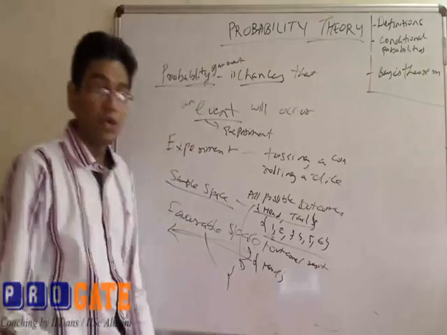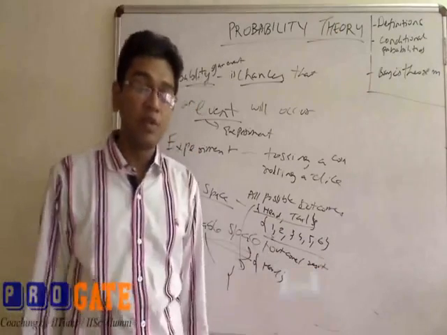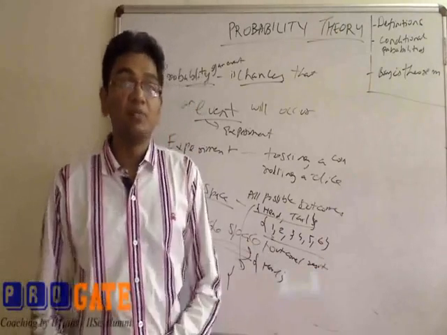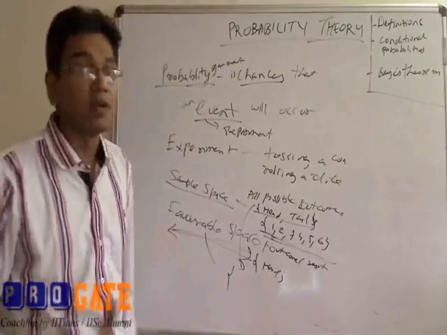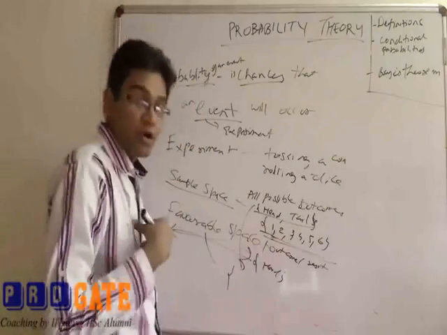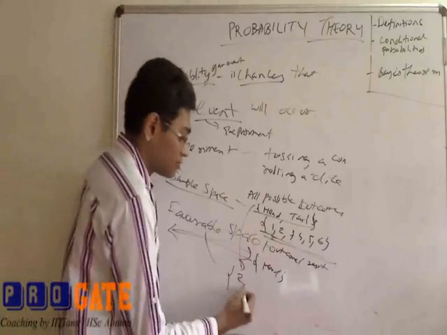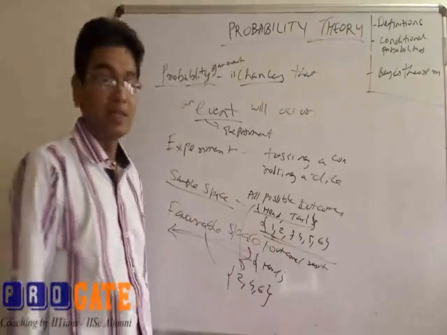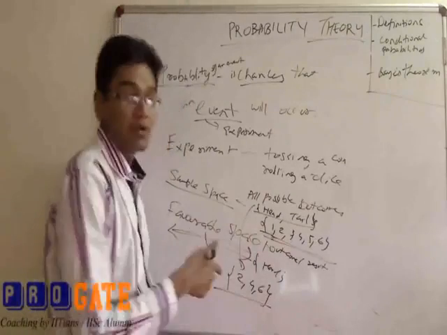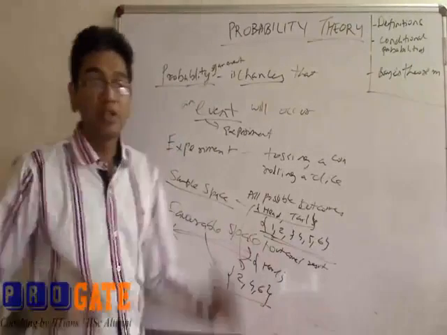If I roll the dice and ask what is the probability that the number is even, this is my sample space, all the possible numbers which can appear. But what do I want to appear as a result? I would like 2, 4 and 6 to appear. So this is my favorable outcome. Understood?